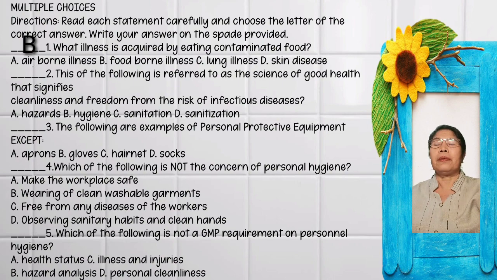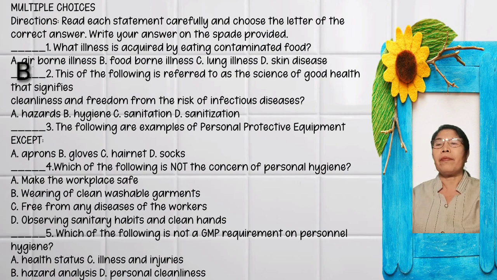Number 2. Which of the following is referred to as the science of good health that signifies cleanliness and freedom from the risk of infectious disease? Is it A. Hazard? Letter B. Hygiene? Letter C. Sanitation? Or D. Sanitization? What's your answer? Correct. It is letter B. Hygiene.